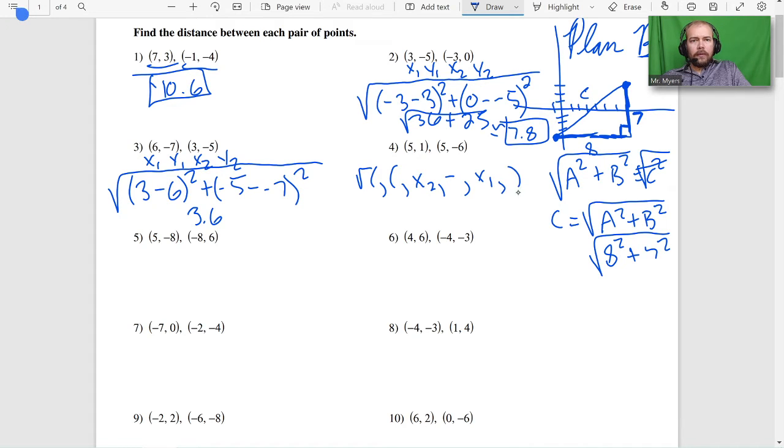Then you close the parentheses. Then you do the square button, plus open parentheses y2 minus y1, close parentheses, then square it, then close the parentheses.